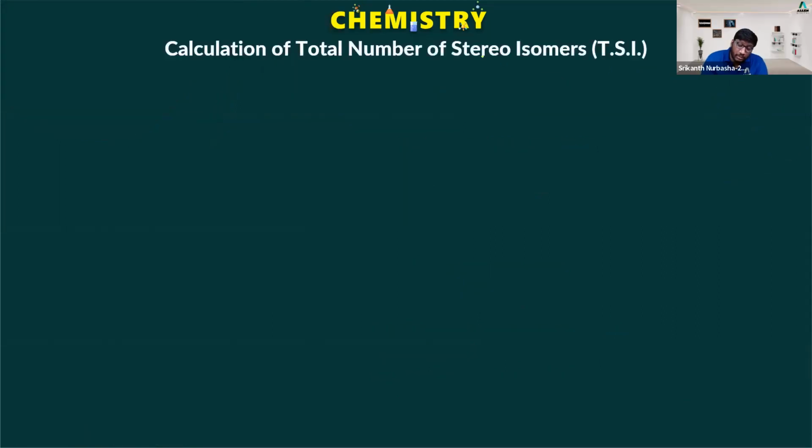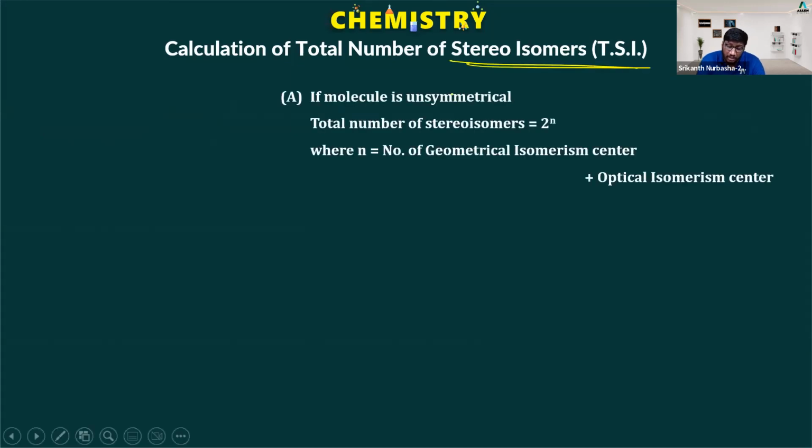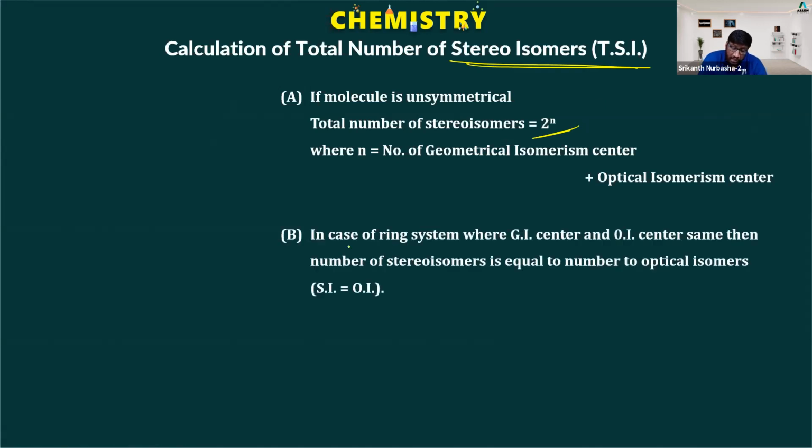Then calculation of total number of stereoisomers. Total stereoisomers, how to calculate? If a molecule is unsymmetrical, total stereoisomers will be 2 power n directly. What is n? Number of geometrical isomerism centers plus number of optical isomeric centers. In case of a ring system, where the geometrical isomerism center and optical isomerism center are the same, then the number of stereoisomers is equal to the number of optical isomers.